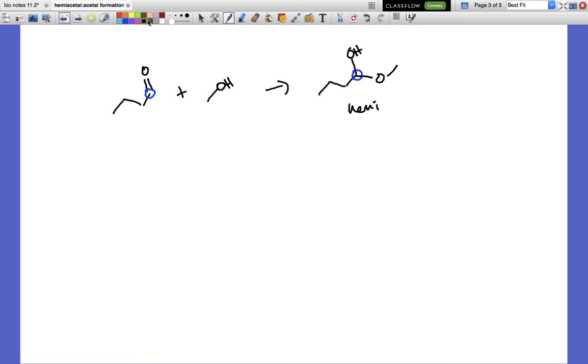And then I could react it one more time with another alcohol. Again, just draw that hemiacetal. And you should learn to recognize hemiacetals and acetals at some point. And I can react this with another alcohol.